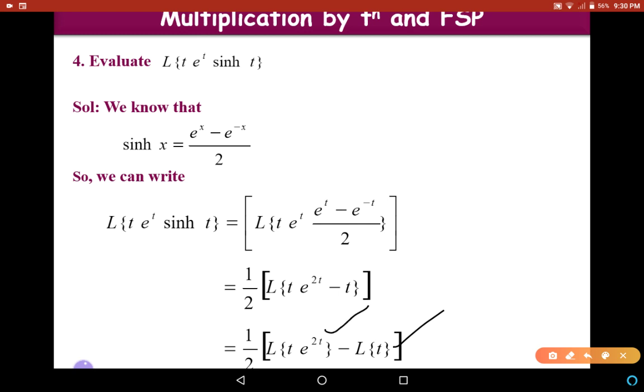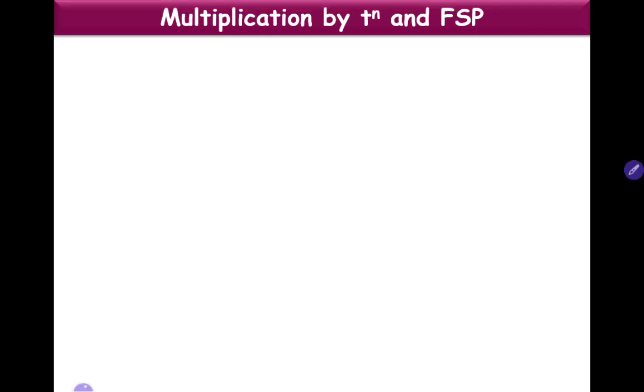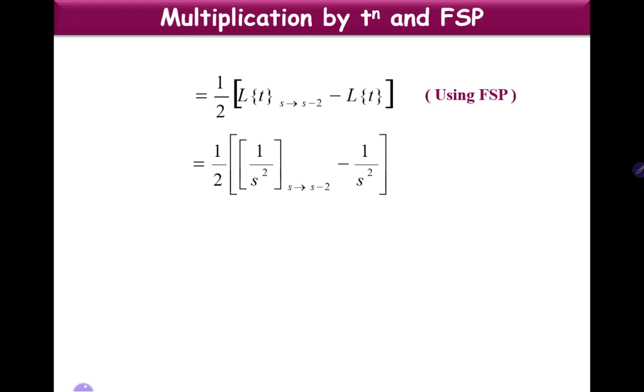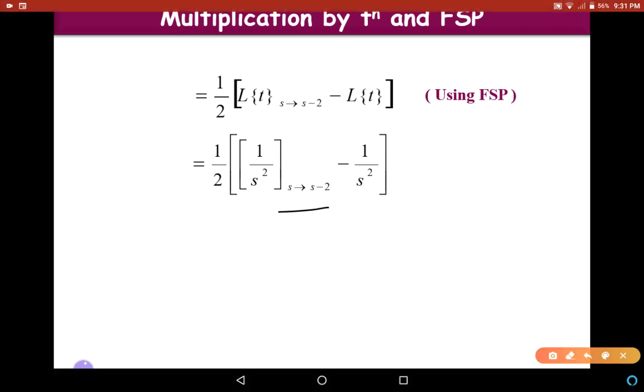But to find L of t into e power 2t, you can either apply first shift property or you can apply multiplication with t. You can use any of the property. So here I use first shift property because it is simple to apply. So using first shift property for the first term, we get L of t where s is replaced with s minus 2, minus L of t. What is L of t? It is 1 by s square. In the first term, we should replace s with s minus 2. And second term, no replacement, it is just 1 by s square.